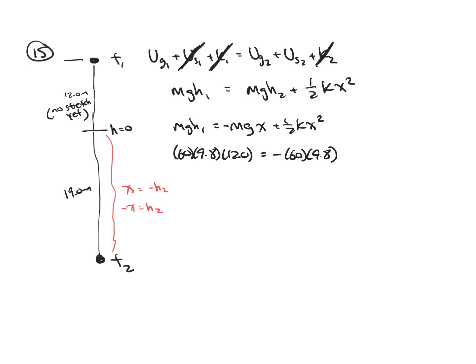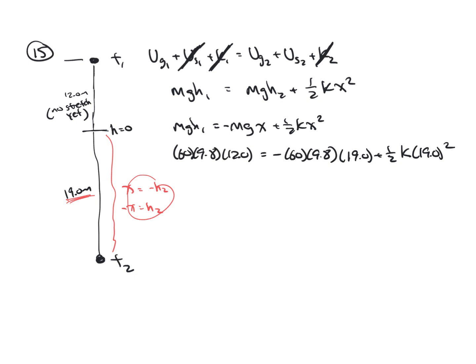Oh, we're solving for k. Oh, wait. I didn't have to do all this because I know the number. I lost sight of things here. Okay, so 19 plus half k, 19 squared. And we're solving for k.